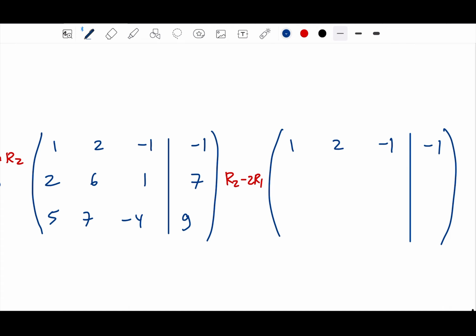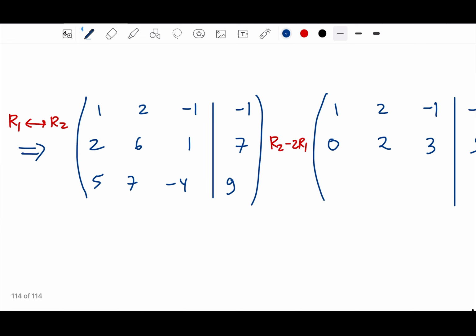So 2 minus 2 is 0. 6 minus 4 is 2. And 1 minus minus 2, so 1 plus 2 is 3. And then 7 minus minus 2, sorry, so plus 2, so 7 plus 2 is 9. And do the same thing with the third row. So the third row, we can write R3 minus 3R1. So that is to make this 5 is 0.